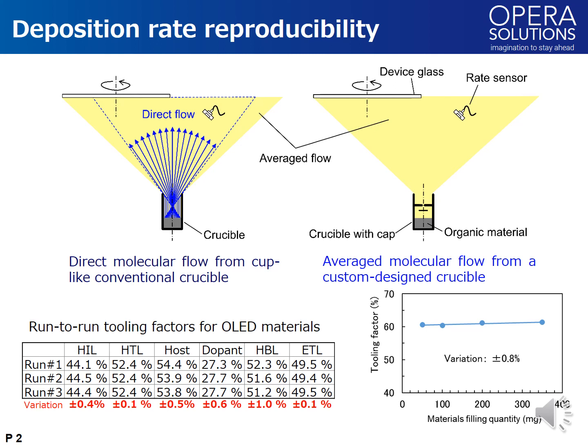With the new crucible, the quartz sensor always sees an averaged molecular flow, leading to almost no fluctuation in the thickness reading. As you can see in the bottom left table, we achieve very small run-to-run variation in the deposition thicknesses, which are controlled within plus minus 1%. Also, as you see in the bottom right figure, the new crucible ensures a stable deposition rate regardless of the material's filling quantity.